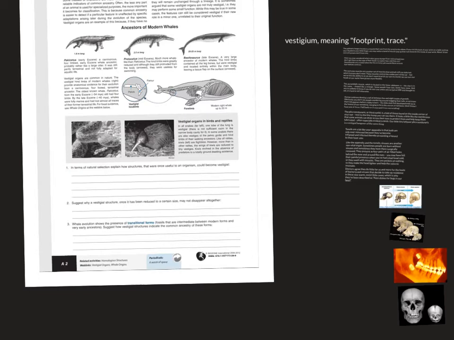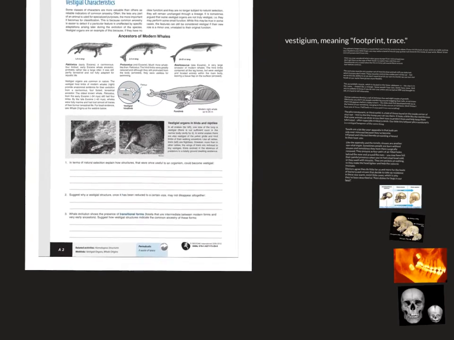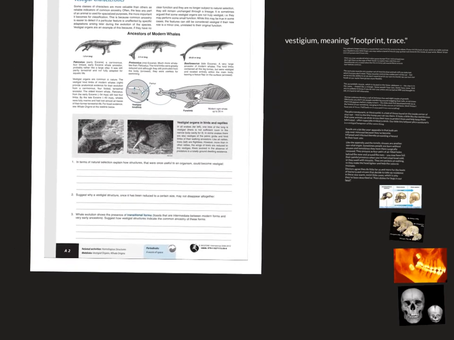All right, so let's look at these questions. The first question asks, in terms of natural selection, explain how structures that were once useful in an organism could become vestigial. So again, and I think I've said it before, but the whale is a perfect example.